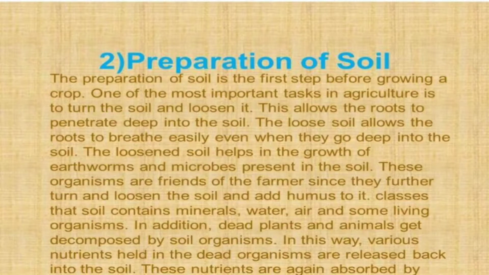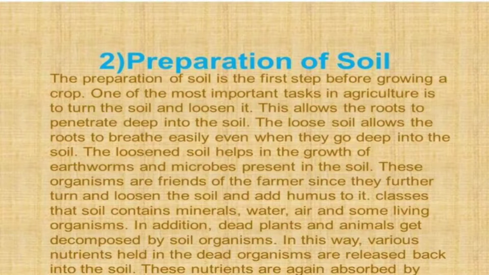One of the most important tasks in agriculture is to turn the soil and loosen it. So this is the most important task. If we don't follow this step, then the plants will not grow, because if the soil is stuck, or if the soil is not plowed, then it will not grow, because the soil is very stuck and we can't put any plant inside the soil. We can also use some water in the process of preparation of soil for making the soil more fertile. This allows the root to penetrate deep into the soil.